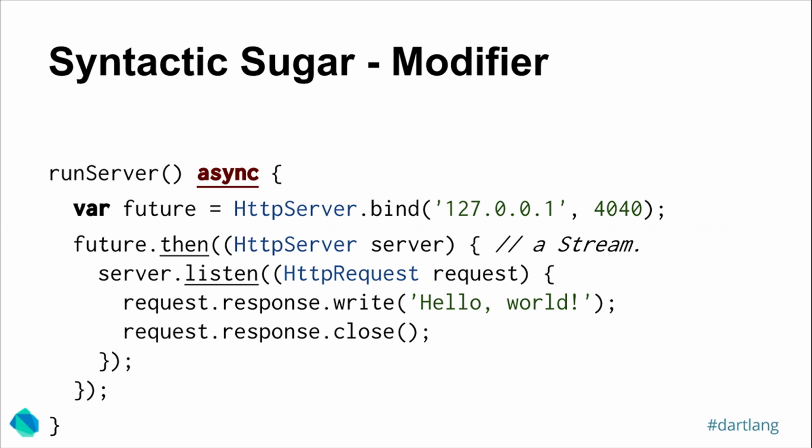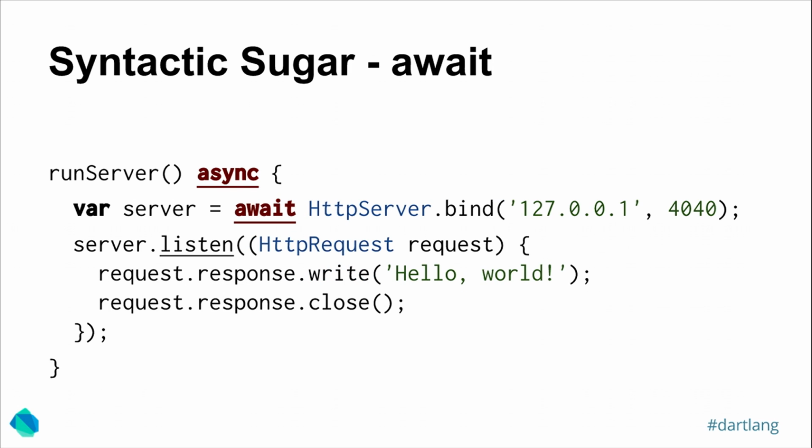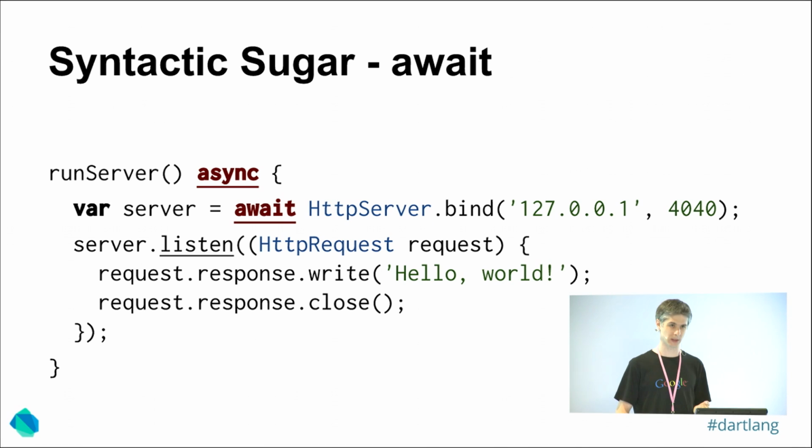But once we have this async modifier, we can use asynchronous syntax in the body. So in this case, for instance, we can say, we do not want the .then on the bind. We want to say, wait until it's done, and then we continue. Conceptually, it looks like it's straight synchronous code where we're actually waiting, but really this is the same as before. We still do a .then, it's just syntactic sugar to get there.